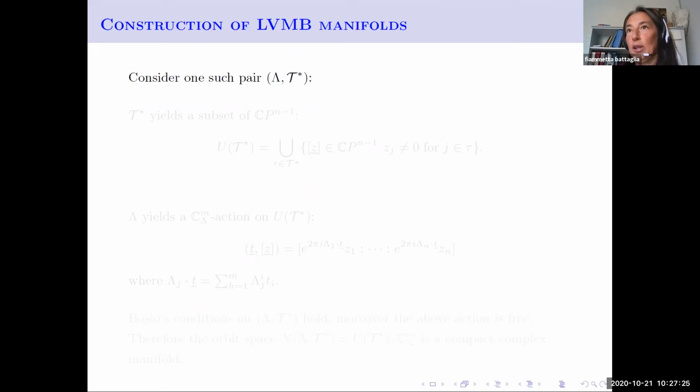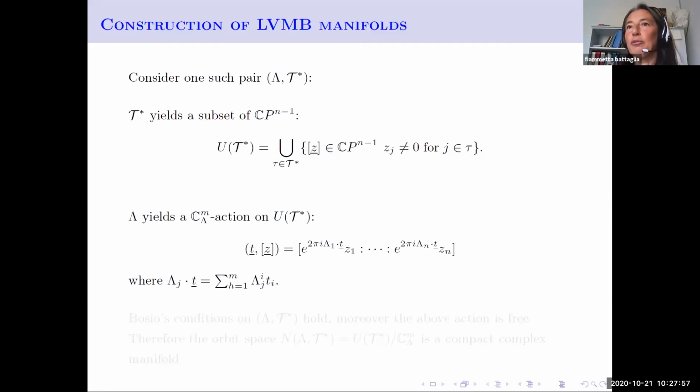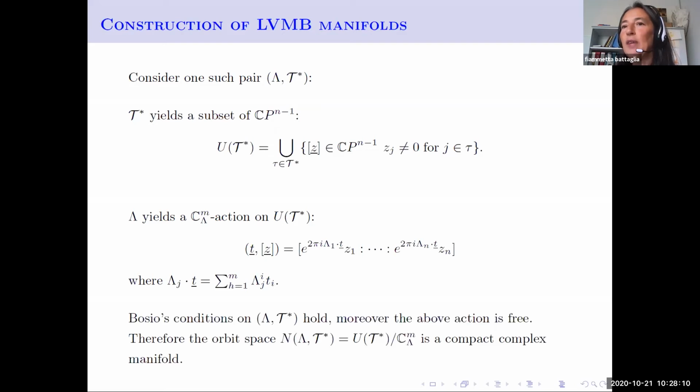a complex compact manifold, an LVMB manifold actually. So, as always happens, we have seen many incarnations of this construction. T star, the combinatorial datum, gives us an open subset of CP^(n-1). We have seen already this in Alberto's talk. And lambda, this point configuration, gives a C^m action on this open subset that we can write in this way. And we have also seen this in Alberto's talk. And we have that Bosio's conditions, which we have seen and proved, hold on this pair lambda, T star. Moreover, this action is free. And therefore, the orbit space is a compact complex manifold.